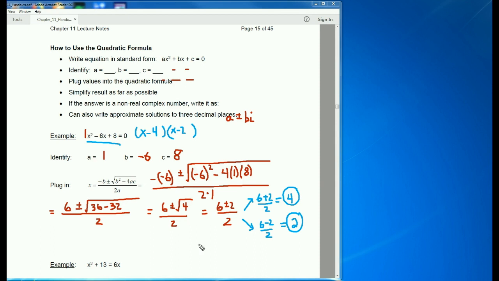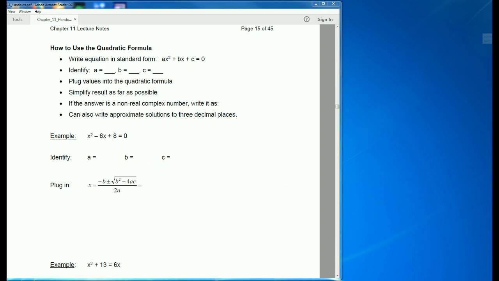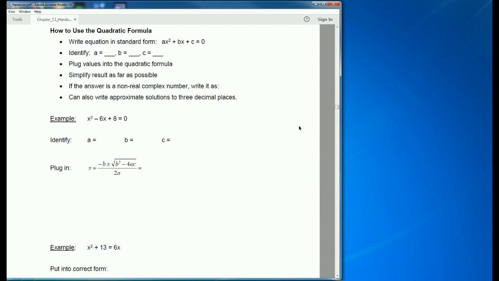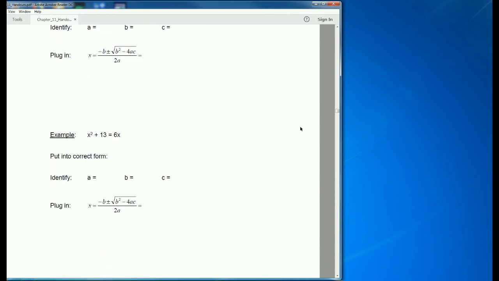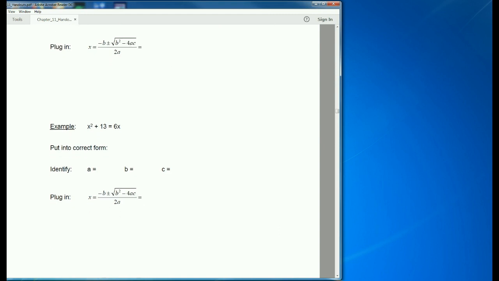All right, pause this if you want. I'm going to erase all this and go to the next example.